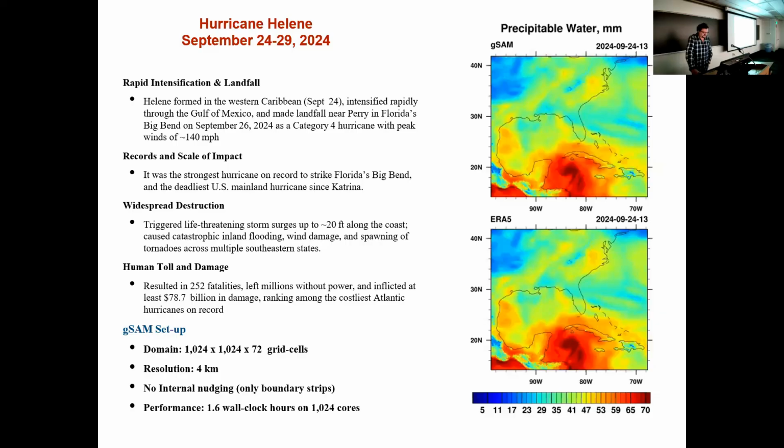The domain in this case was smaller. It's 1,000 by 1,000 grid cells, but the resolution was coarse, 4 kilometers. So that's basically the same resolution which is used in the global model. That was the motivation, just to use the same resolution to check the numerics and physics. And again, no nudging is done inside the domain.